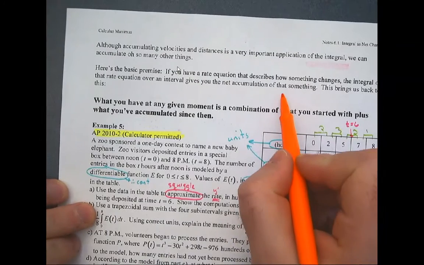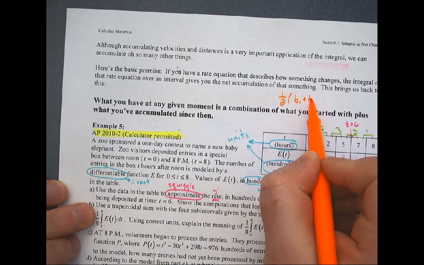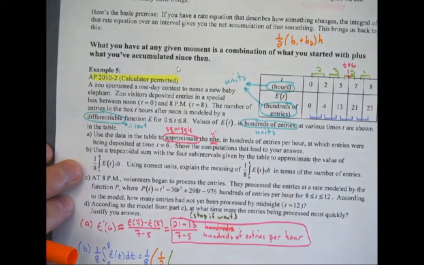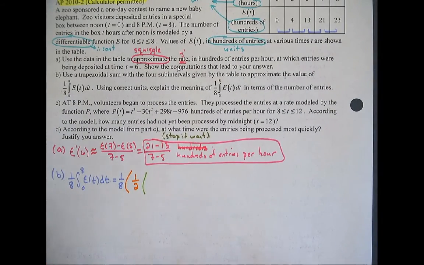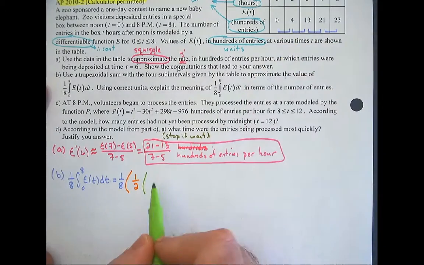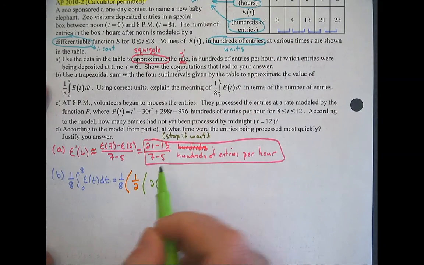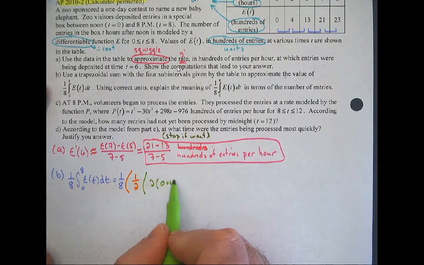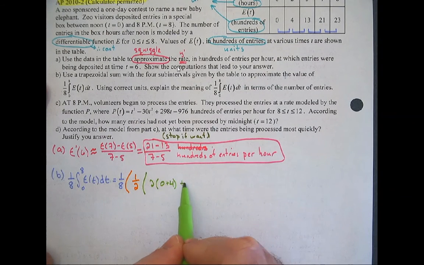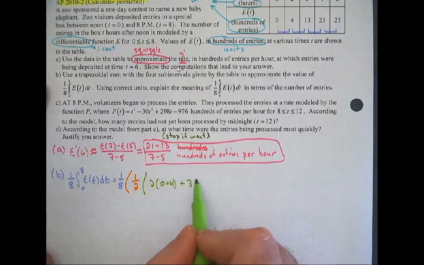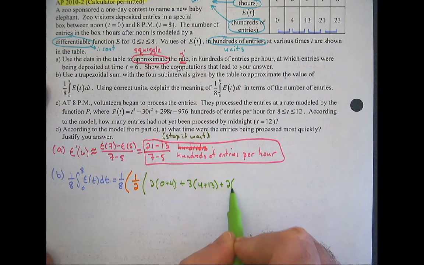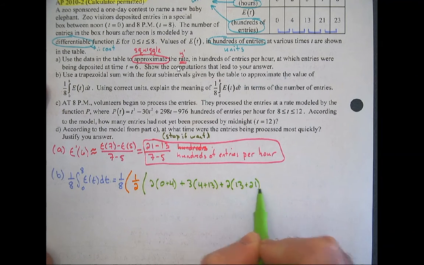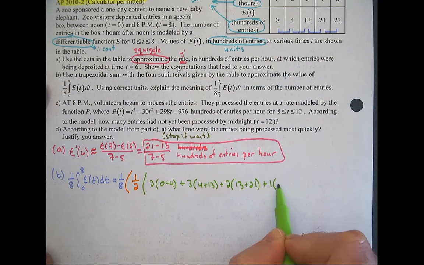So just a reminder, 1/2 base 1 plus base 2 times the height. So I'm going to actually put the height first. I took the 1/2 out, so I don't have to keep writing that each time. So I'm going to do the height times base 1, base 2. So my first height is 2 times base 1 and base 2, so that'd be 0 plus 4. Plus, my next height is 3 from 4 to 13. My next height is 2 from 13 to 21. My next height is 1 from 21 to 23.